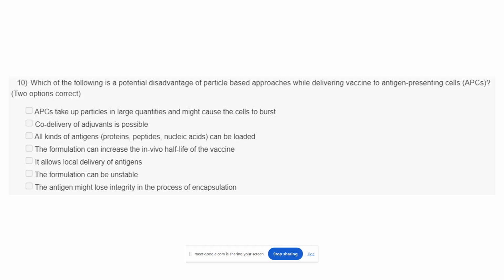Okay, we have our next question here. Which of the following is a potential disadvantage of particle based approaches while delivering vaccine to antigen presenting cells? You have to select two correct answers here.